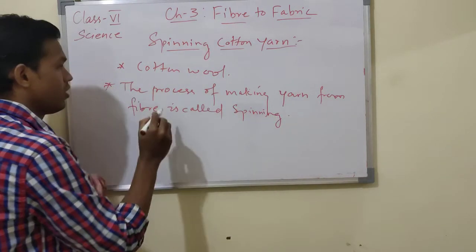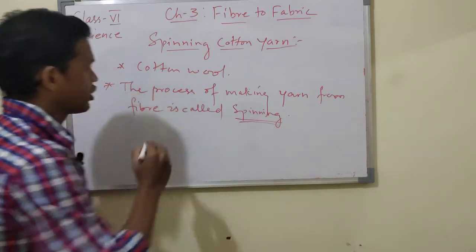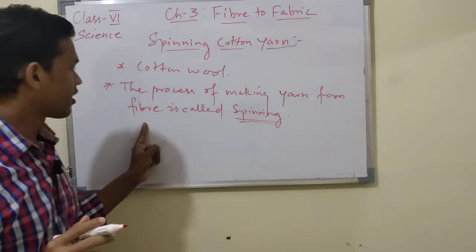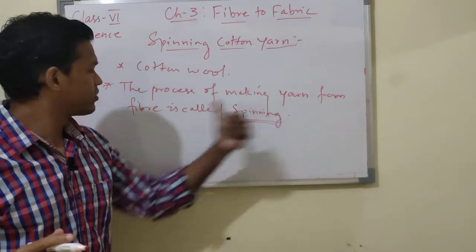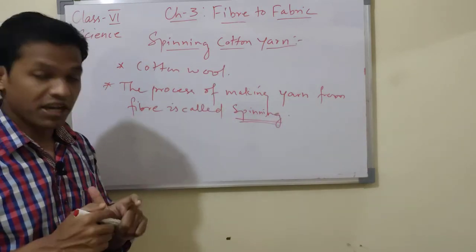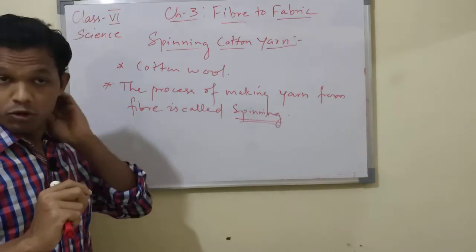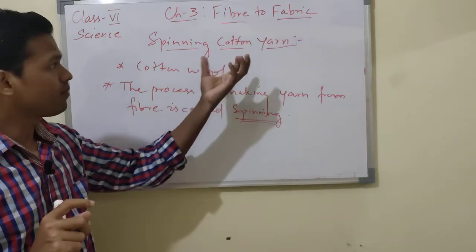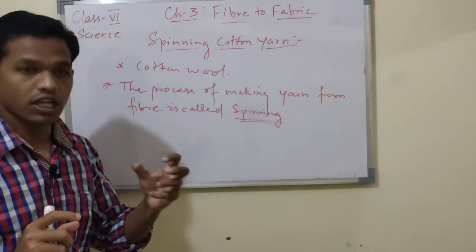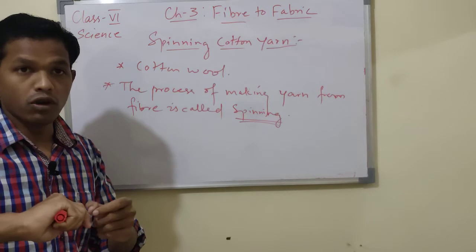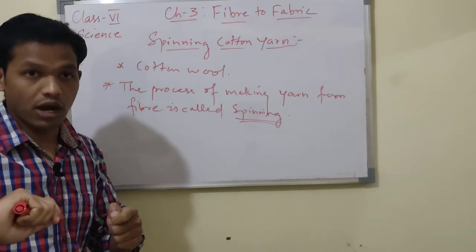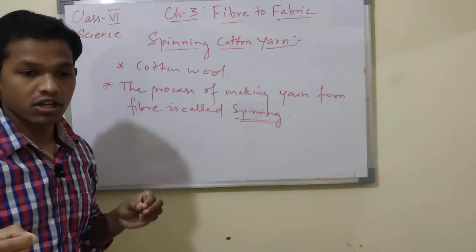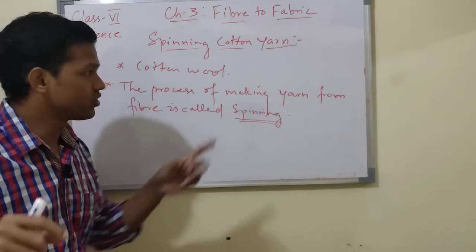Got it now? What is spinning? Spinning is the process of making yarn from fiber. Yarn is made from fiber. By what? With the help of a hand spindle. You can take some pieces of cotton wool and just pull them out. While pulling out, you twist it. It will make a thread-like structure, a long structure that is known as yarn.